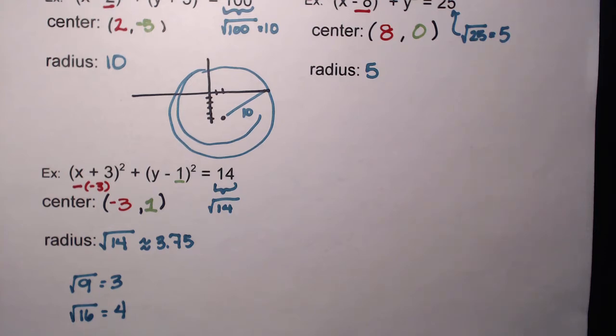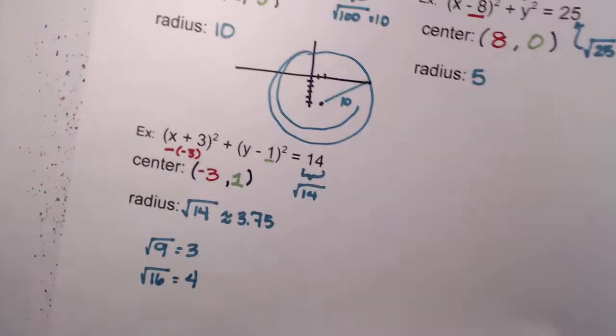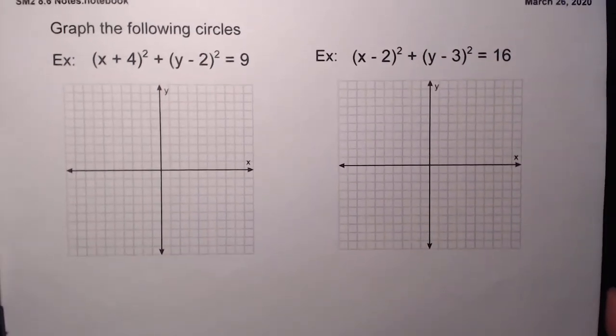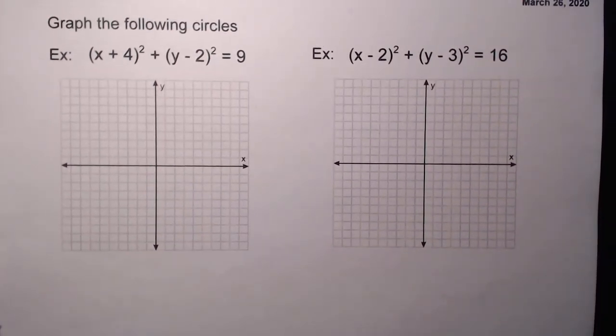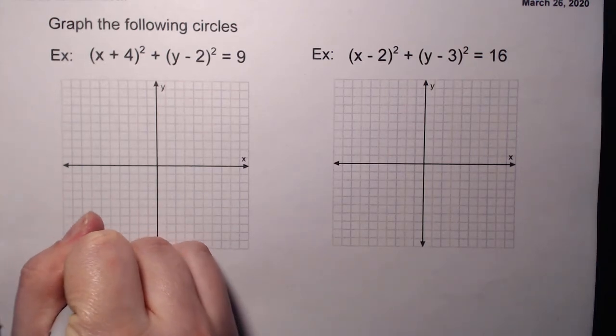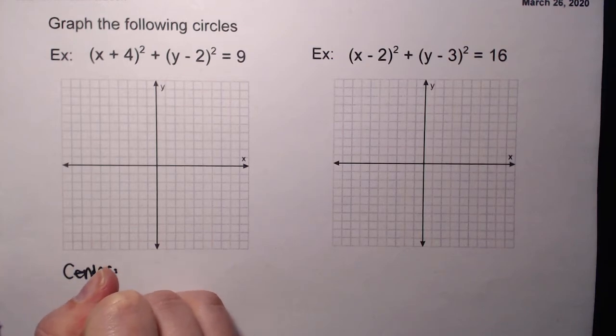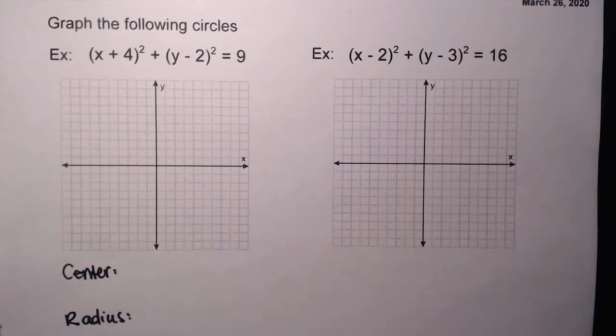Okay, so I'm actually going to go out of order of my typical notes on this one. We're going to look at graphing them, and then we'll come back to identifying center and radius because I want to talk about what that actually means. So we're going to graph these. I need to know the center and the radius on both.